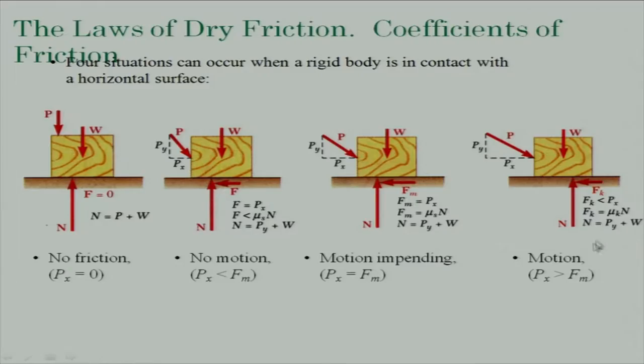When there is impending motion, the body is about to slide. Finite motion is when it is actually sliding. Then friction is equal to mu k times N. And if Px is more than that friction, then the body will accelerate and not stay at constant velocity. That's the only thing.